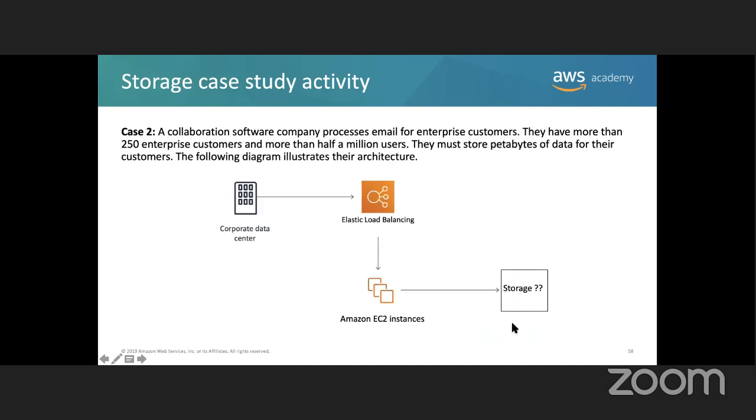A collaboration software company processes emails for enterprise customers. They have more than 250 customers and more than 500,000 users, and they store petabytes of data for their customers. The following diagram illustrates their architecture. What do you think is the storage here?